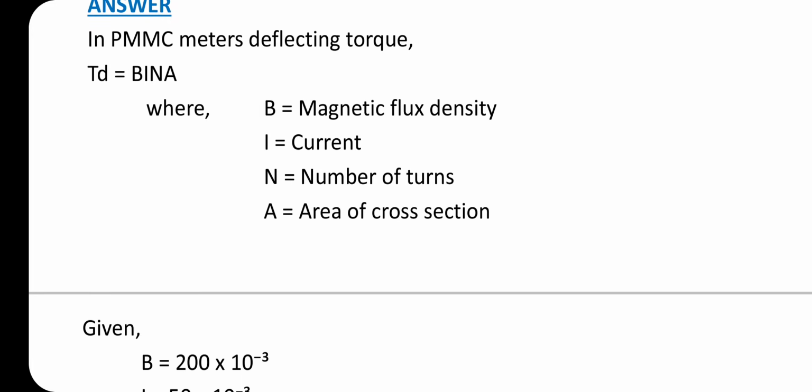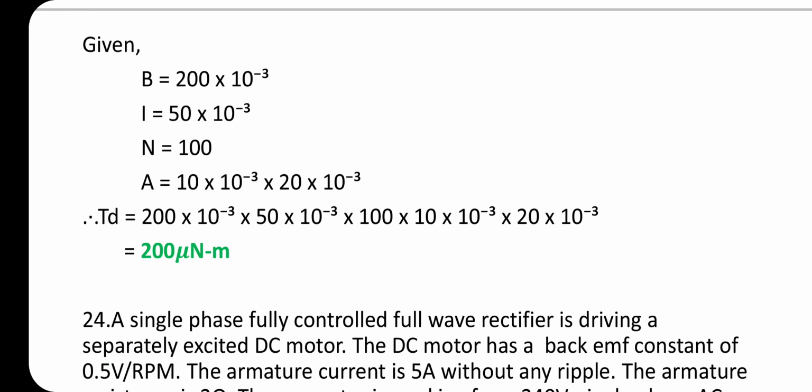In a PMMC meter, deflecting torque TD equal to BINA, where B is the magnetic flux density, I is the current, N is the number of turns and A is the area of cross section. Given B is 200 into 10 raised to minus 3, I equal to 50 into 10 raised to minus 3, N equal to 100 and A is 10 into 10 raised to minus 3 into 20 into 10 raised to minus 3. Substituting those values in the equation of TD, we get TD as 200 micro newton meter.